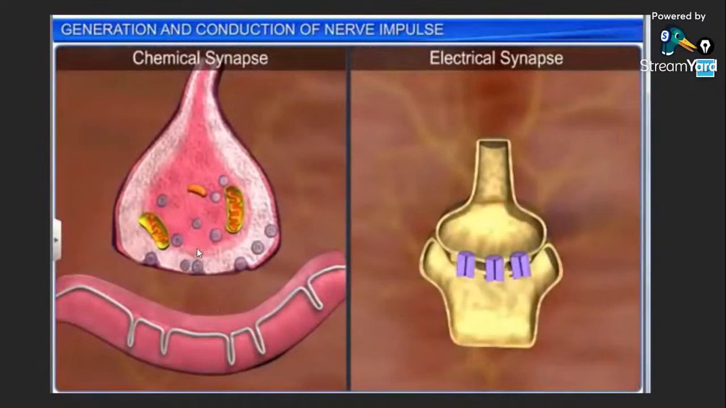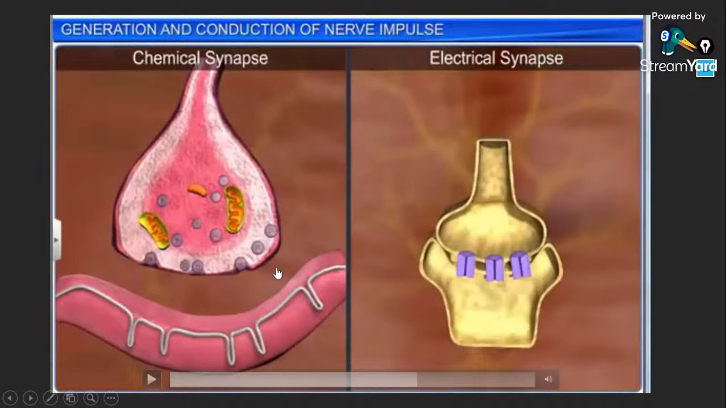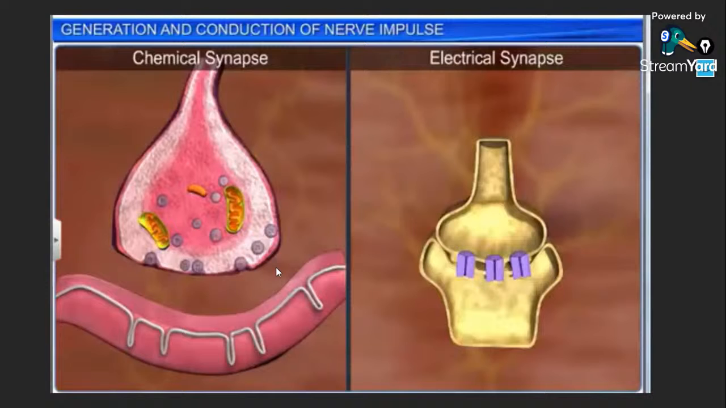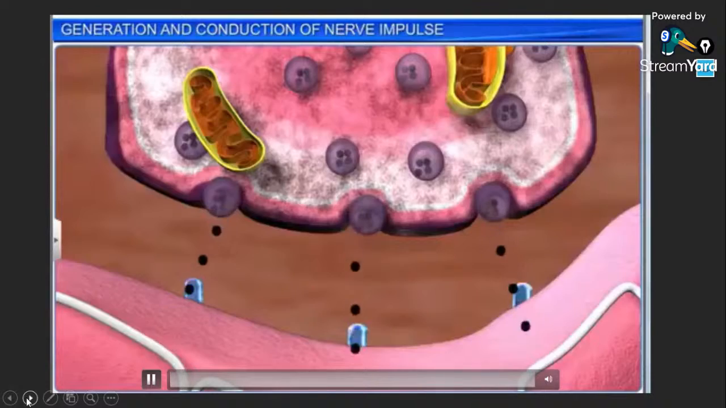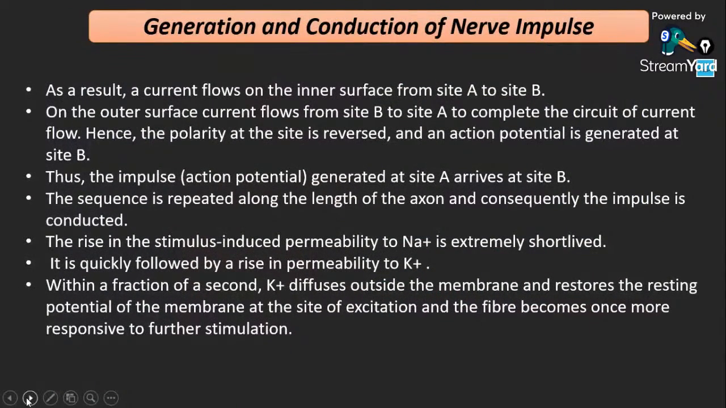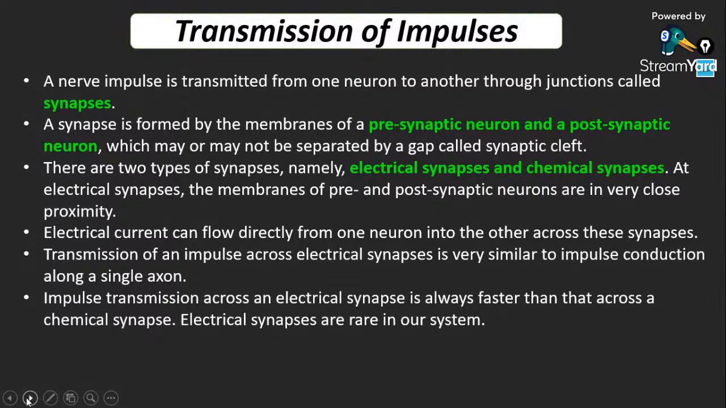There are two types of synapses. So we'll come back to the chemical synapse and the electrical synapse after we discuss the topics in detail. Okay, so let's first of all come back to the topic. I think you have got the conduction and generation of a nerve impulse.